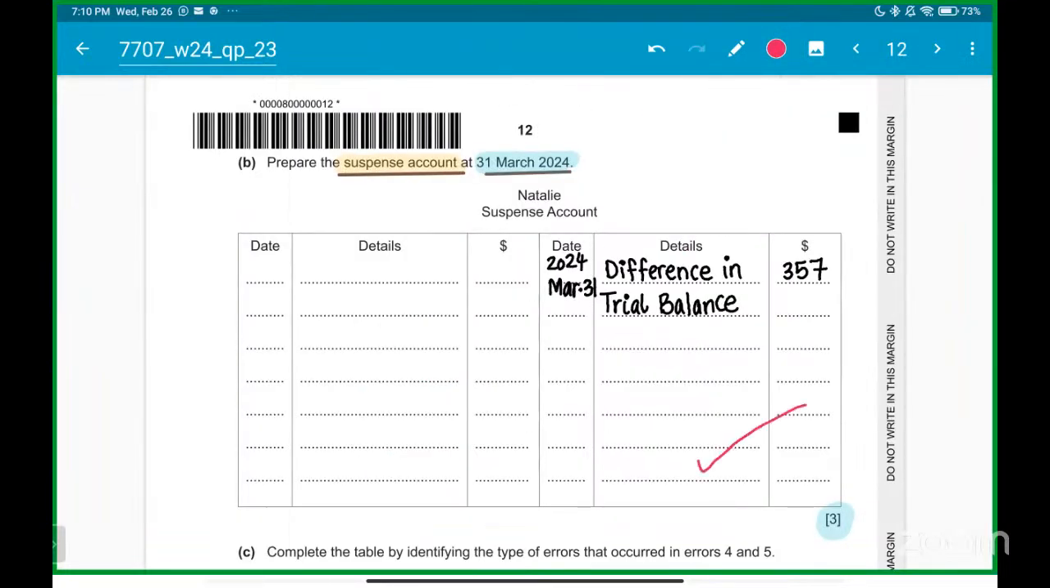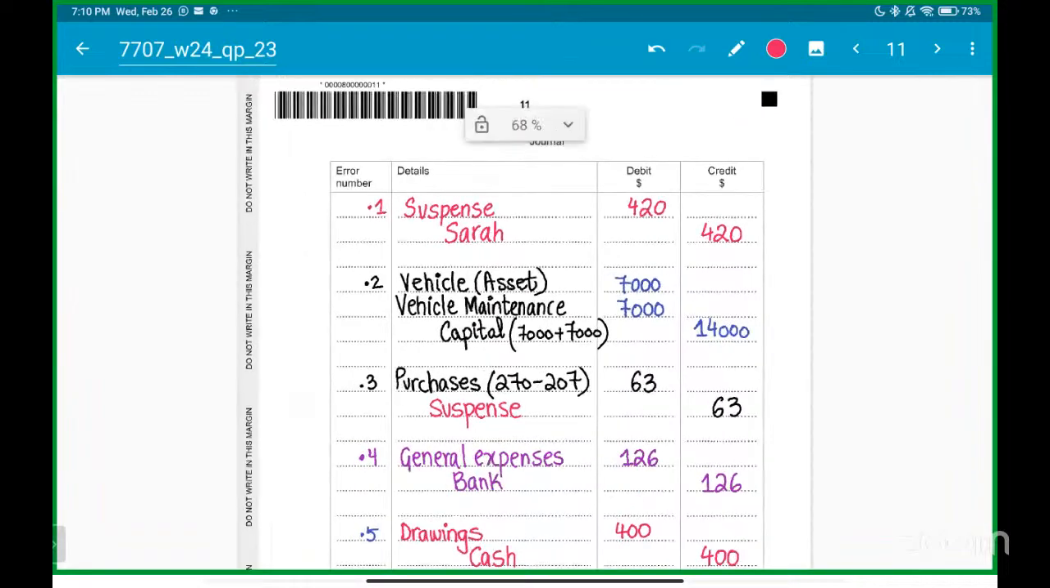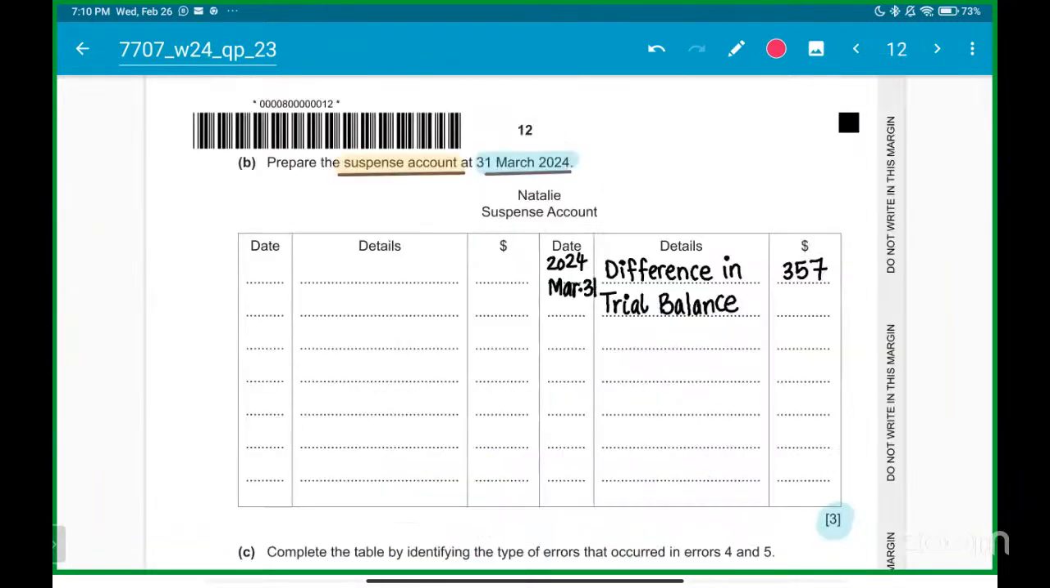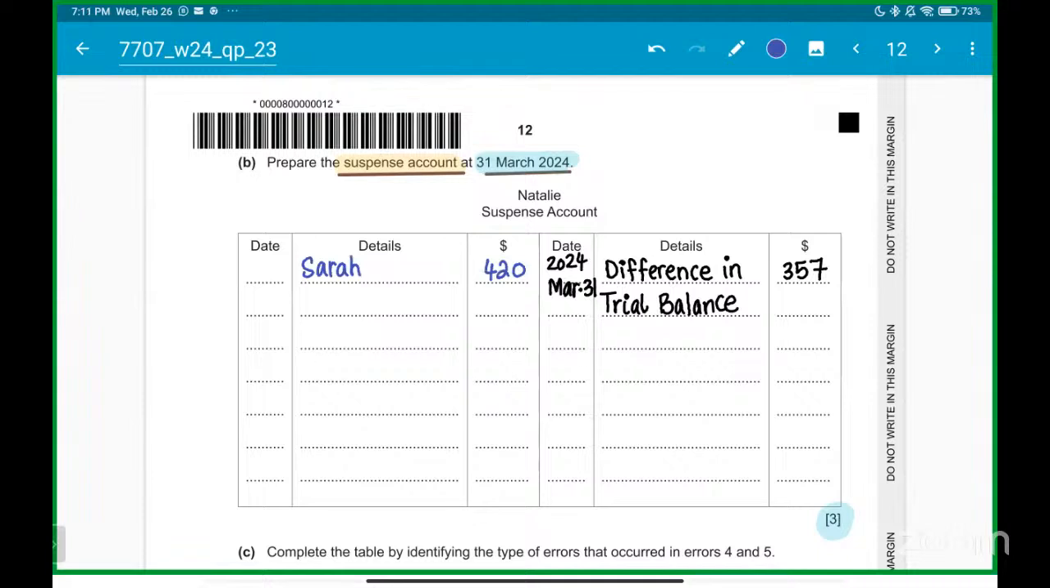The good thing about this question is you can check yourself whether you have got the suspense account correct or not. So the suspense account is being debited by 420. Let's put that down. Against Sarah, we have the suspense account being debited by $420. That's also happening on 2024 March 31st.